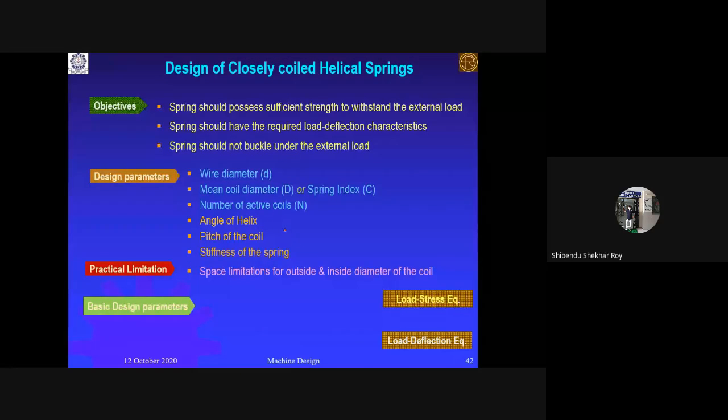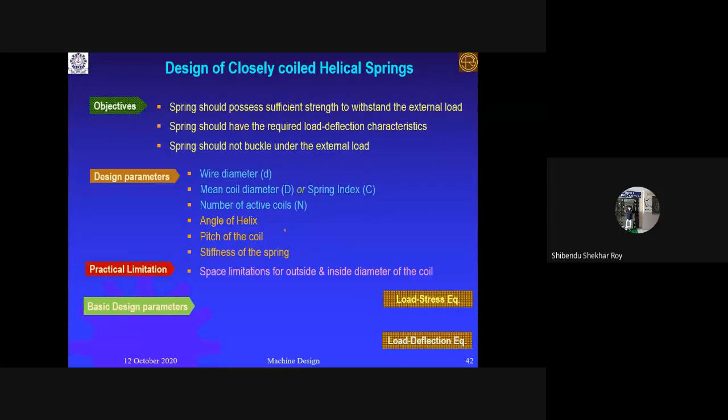Other than that, the other parameter is the angle of helix that you have to select, and the pitch of the coil you can find out. Afterward, it is related with n, the number of coils, and the free length and other things. And you have to assume that after compression, what could be the minimum gap to be maintained, and the stiffness of the spring you can easily derive. But practical limitation is there.